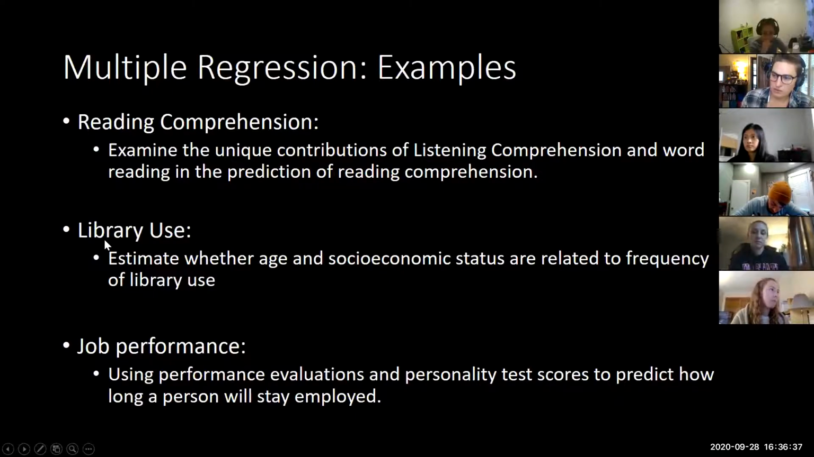Here's another example. It's library use. I'm going to estimate whether age and socioeconomic status are related to frequency of library use. Library use frequency is my outcome, and both age and socioeconomic status are my predictors. And we have something similar here with job performance. I'm going to look at job performance evaluations and personality test scores to predict how long a person will stay employed.